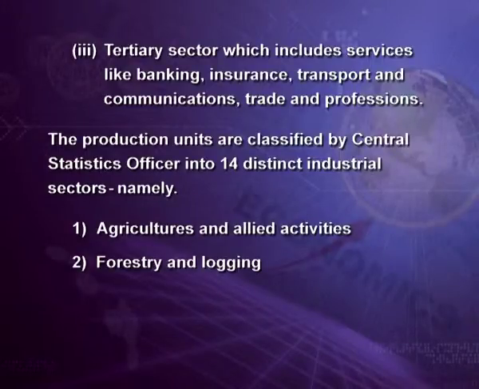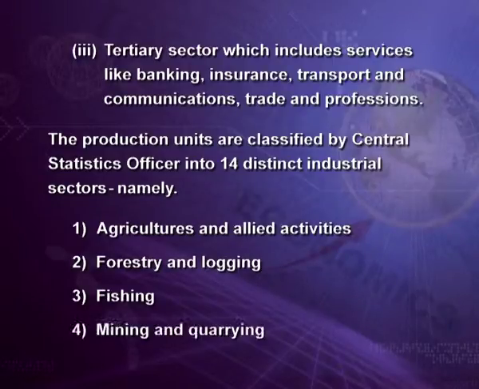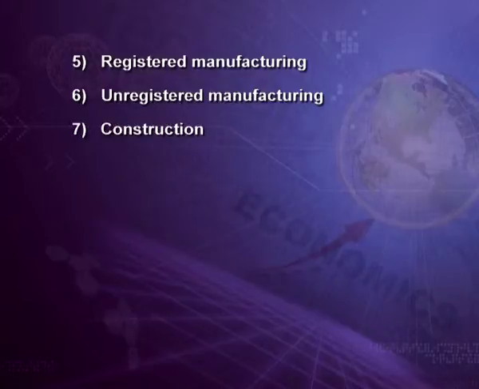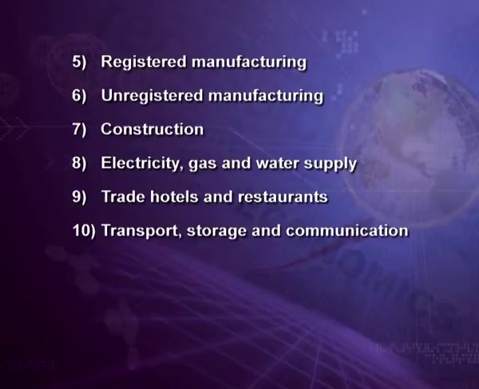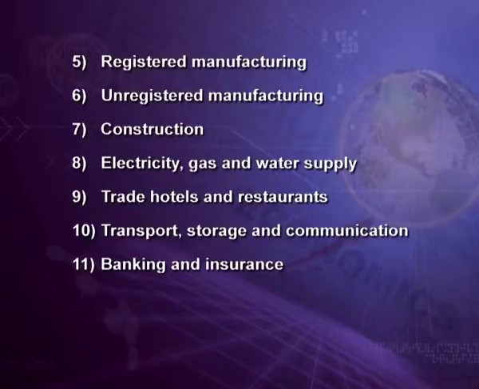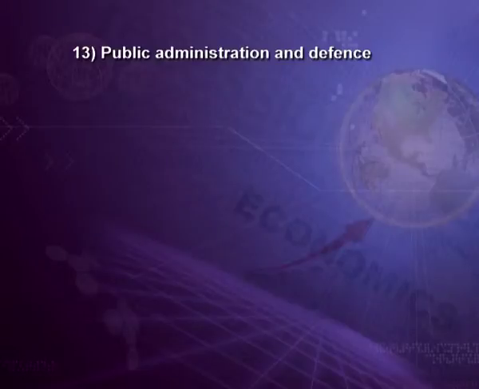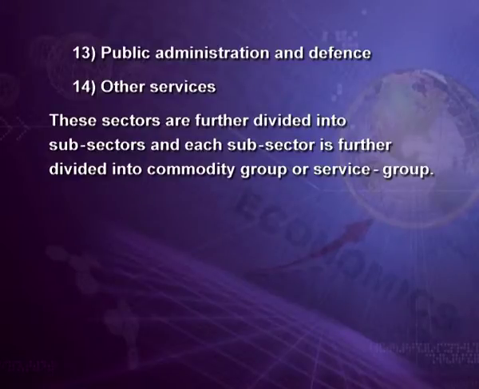That is, the Central Statistics Office has classified all the industrial sectors into 14 different categories, and these categories are: first, agriculture and allied activities; second, forestry and logging; third, fishing; fourth, mining and quarrying; fifth, registered manufacturing; sixth, unregistered manufacturing; seventh, construction; eighth, electricity, gas and water supply; ninth, trade, hotels and restaurants; 10th, transport, storage and communication; 11th, banking and insurance; 12th, real estate, ownership of dwellings and business services; 13th, public administration and defense; and 14th, other service category.